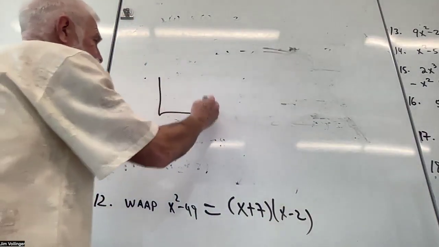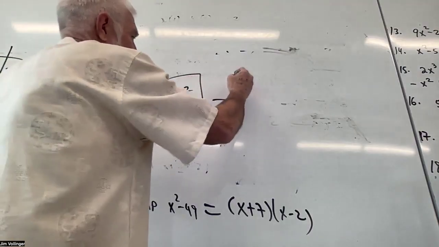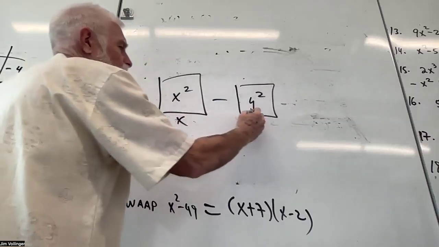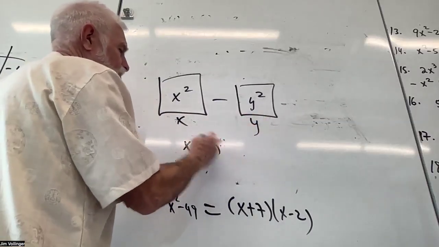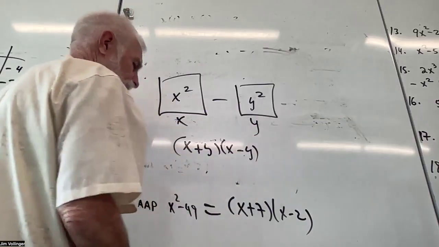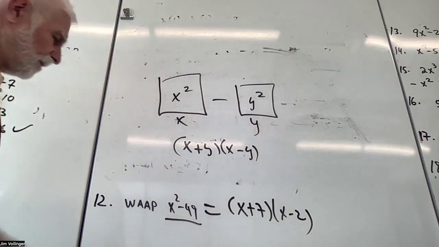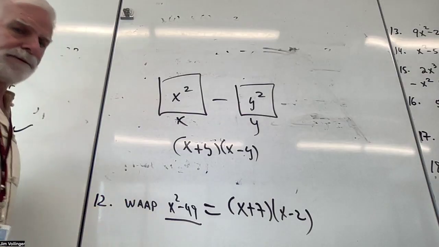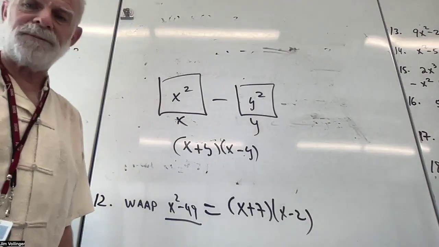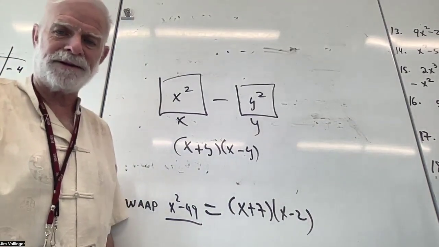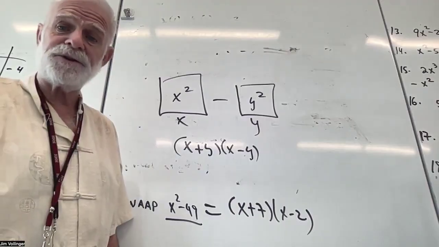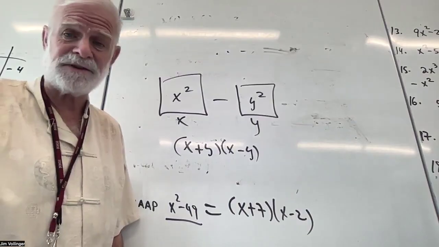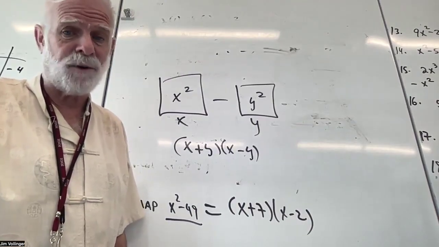Difference of two squares. A squared minus y squared. Difference of two squares, you work with the square roots and you do the sum of the square roots times the difference of the square roots gives us this subtraction. So WAAP, write as a product. I'm being very specific in my language here, write as a product. In other classes, you're going to be asked to factor. Okay, and I want you to know factoring means taking sums and differences and writing as products.